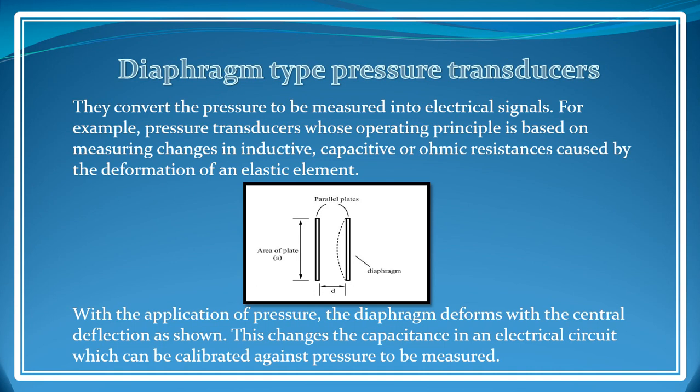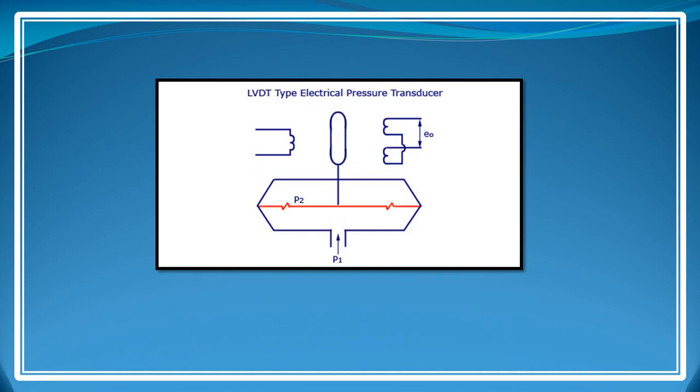So understand it. The second and the most important is inductive type. Here you can see an assembly in this image. Here is a diaphragm. You can see here this is a pressure port. When we apply a pressure, this diaphragm deforms, and it can move this LVDT plunger. As you all are familiar with LVDT, linear variable differential transducer.